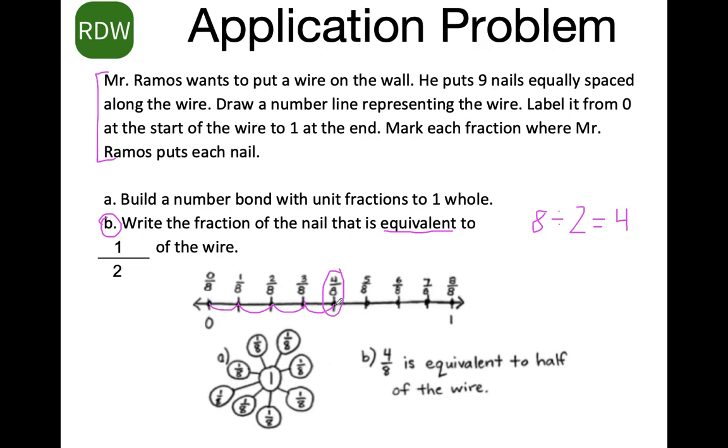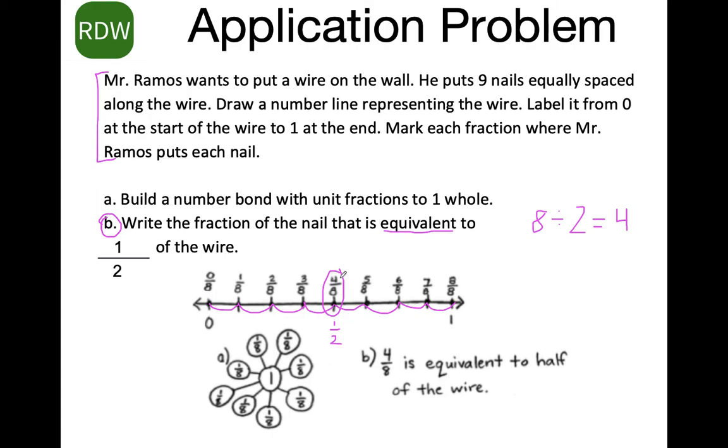So I'm going to stop right here. And then just to double check, there is 1, 2, 3, 4 on the other side. So 4/8 looks like it's in the middle. It is in the middle, and so that is equivalent to 1/2. So 4/8, to answer our letter B, is equivalent to half of the wire.